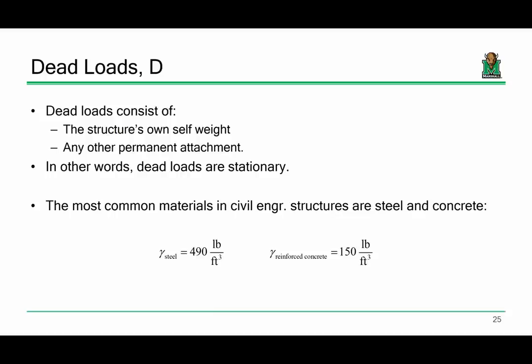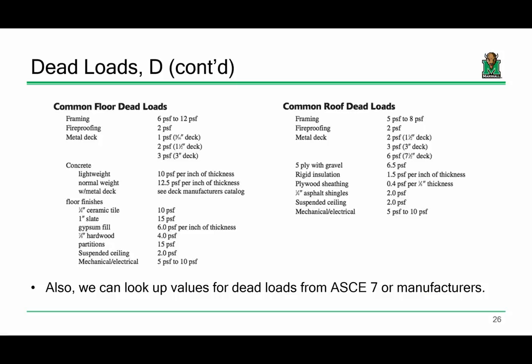Structural steel and reinforced concrete are also very important materials. Unless otherwise noted, we typically assume that the unit weight of reinforced concrete is 150 pounds per cubic foot. For structural steel, it's 490 pounds per cubic foot. These are, especially with steel, that's a number you can set your watch by.